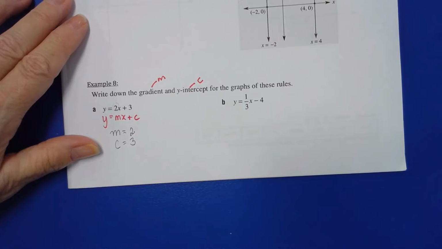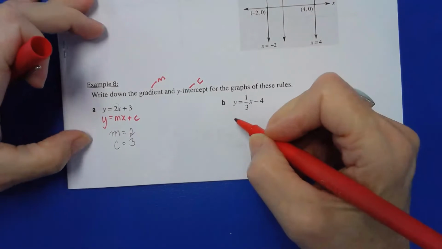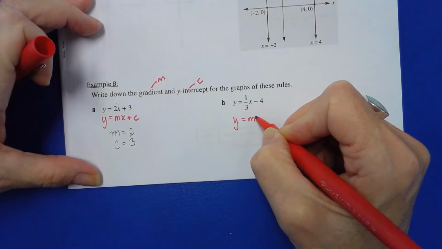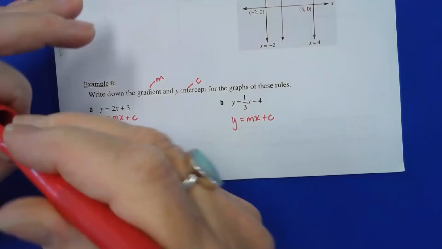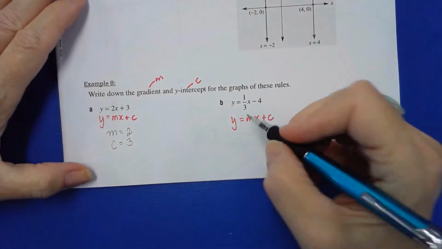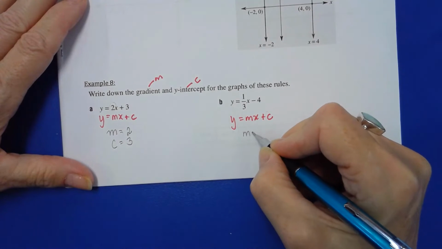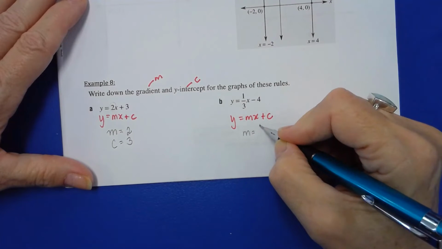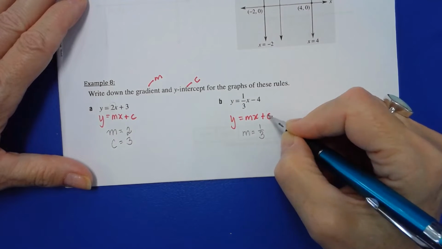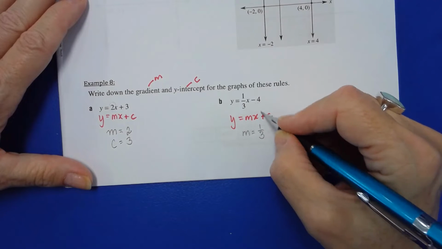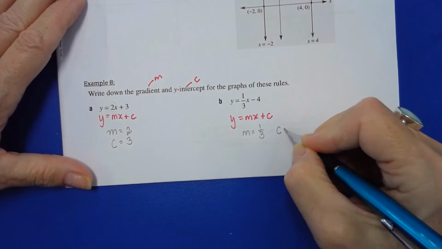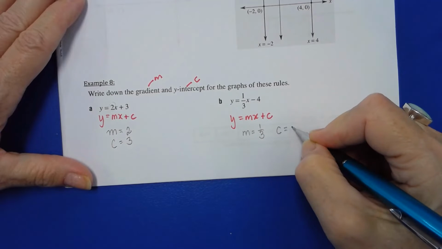So that's pretty easy. A little bit weirder. What's the m? 1/3. Nice. And the c, usually there's meant to be a plus there. So in the c part, I have to include that sign, -4.